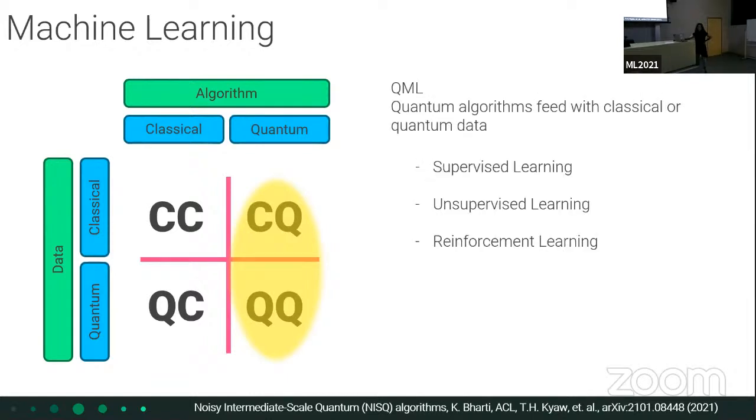And as in any other machine learning, we have supervised learning, unsupervised learning, and reinforcement learning. In the end, what people are doing is, anything that has been proposed for machine learning, let's try to adapt it to quantum. And I will just mention a few examples of supervised learning, okay? But just to let you know that there are technically many more examples of different kinds of algorithms.